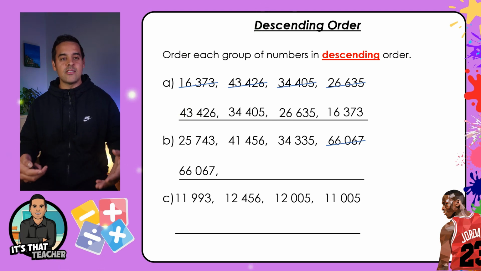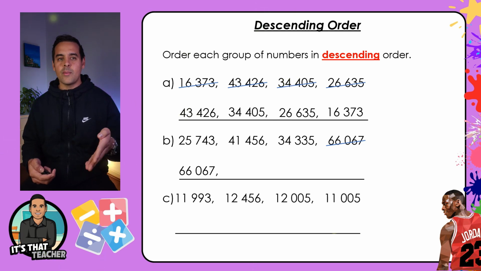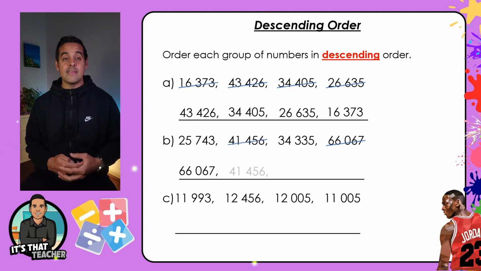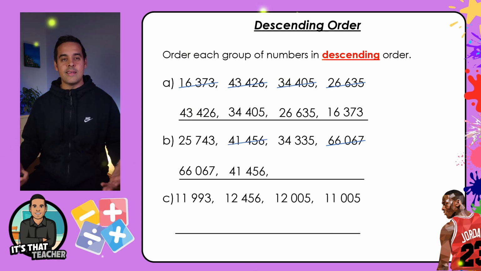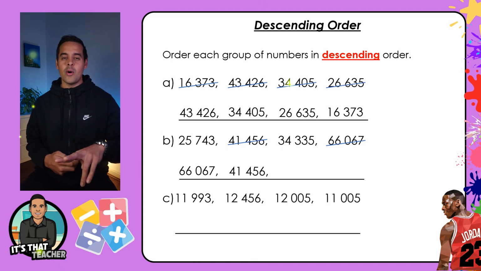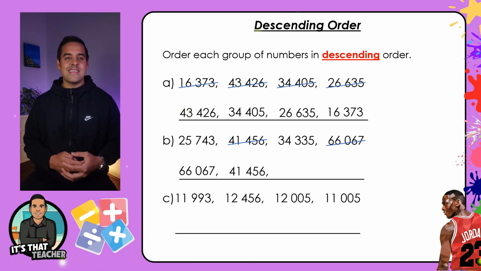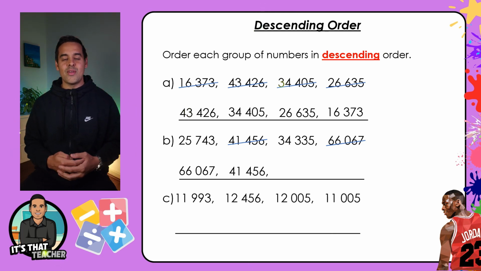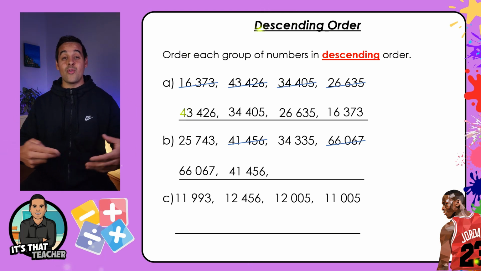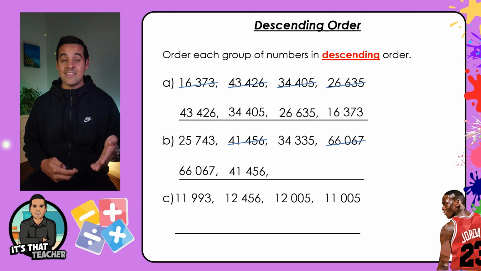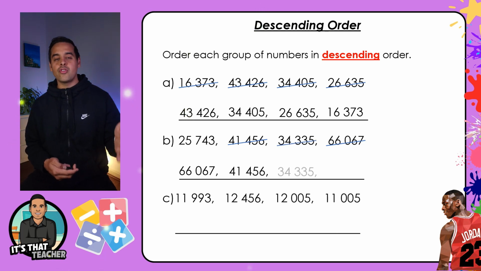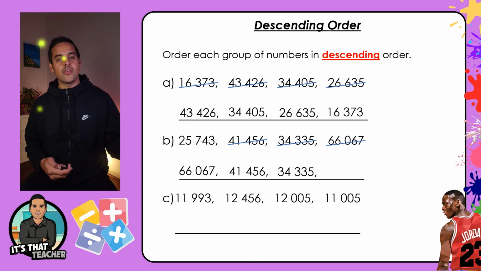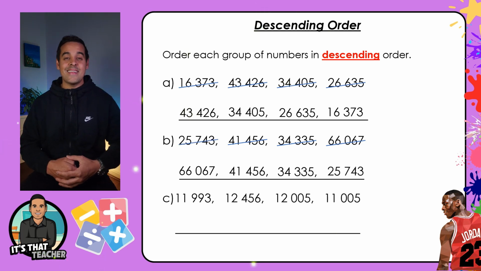The next largest number, you can see 25,000, 41,000, 34,000. That would be 41,456. Moving on, we've got 2 options here, 25,743 or 34,335. We already know that 34,000 in the tens of thousands column is bigger, so we cross it off, put it below. Finally, we have one answer left, cross it off, put it below, and that's how you solve that.